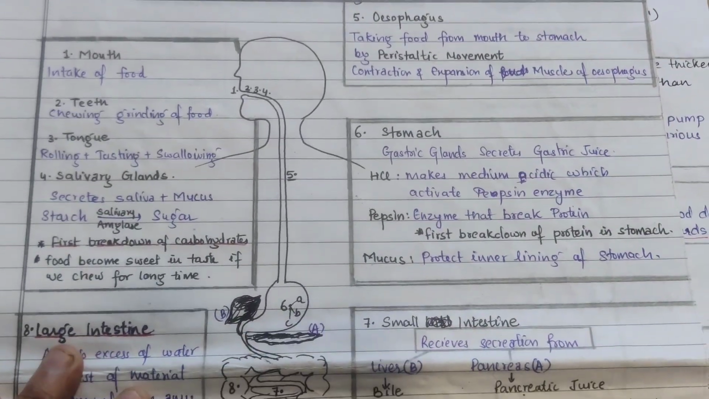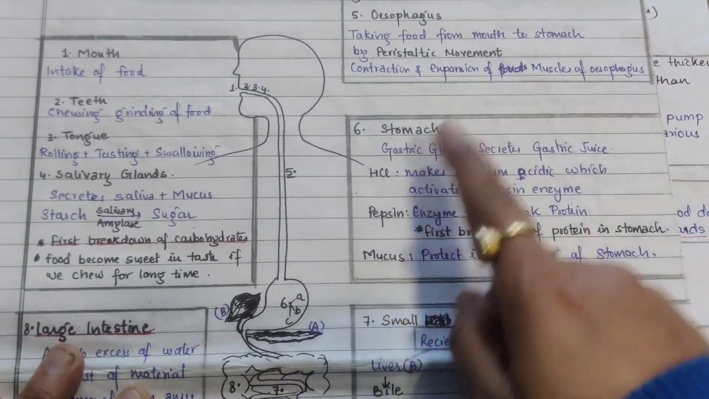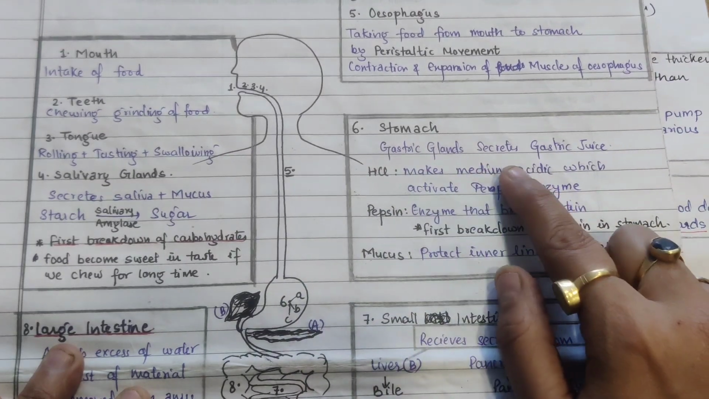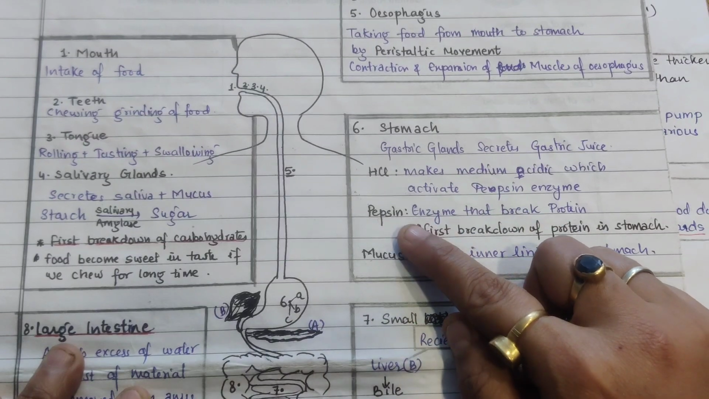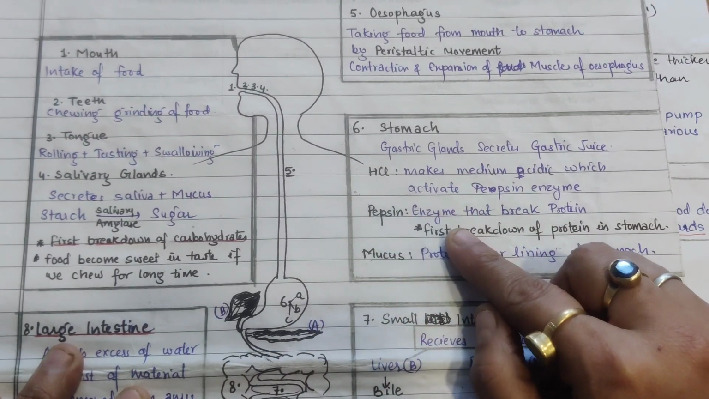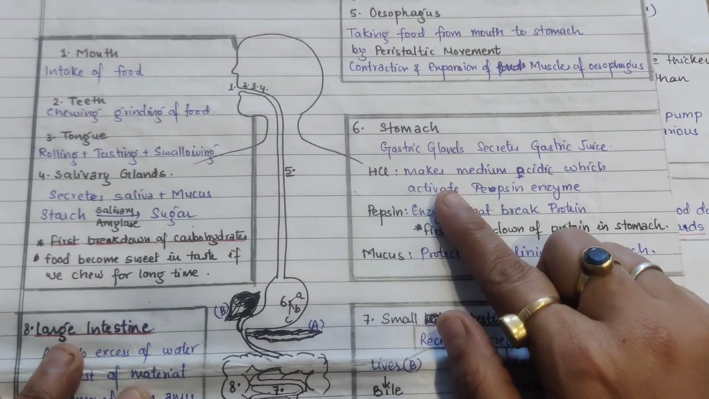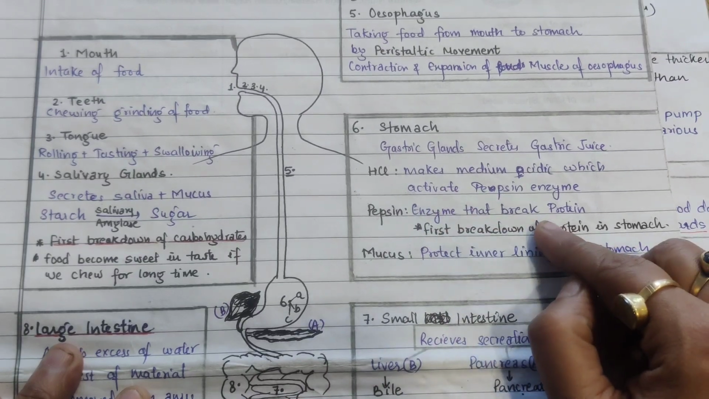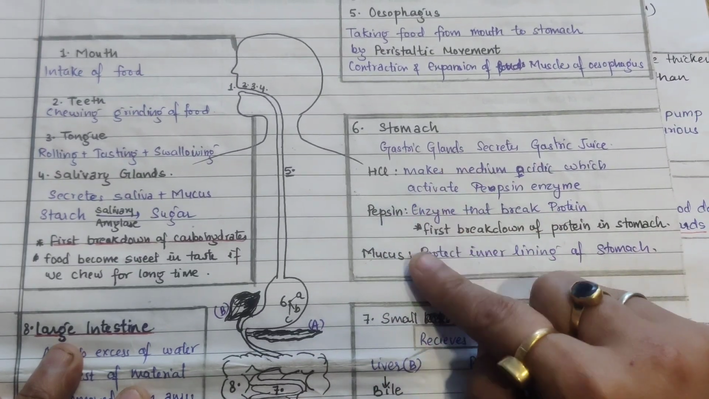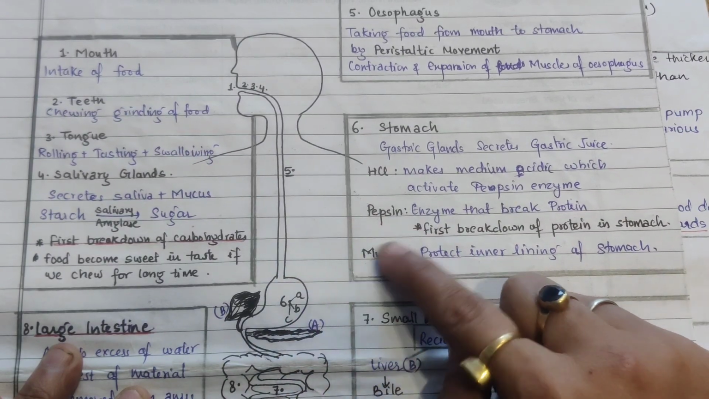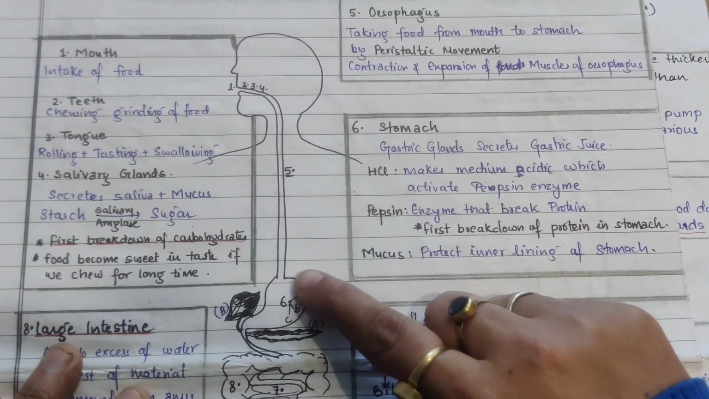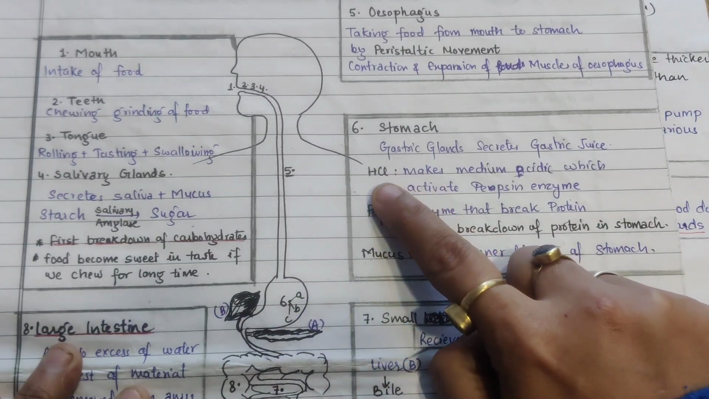Now after this, the food reaches the stomach. In the stomach, there are gastric glands which secrete gastric juices containing the enzyme pepsin. This is the next important question: pepsin is the enzyme that breaks proteins. So the first breakdown of proteins takes place in the stomach. What is the role of mucus? It protects the inner lining of the stomach. What is the role of HCl?